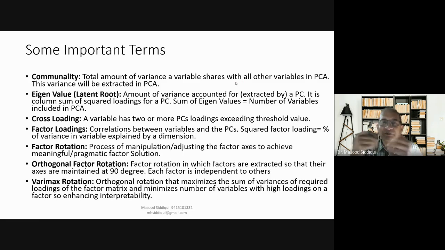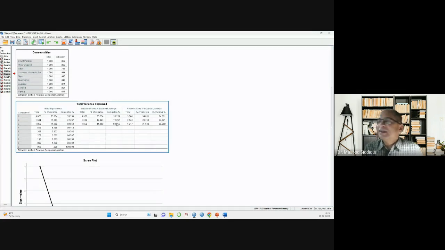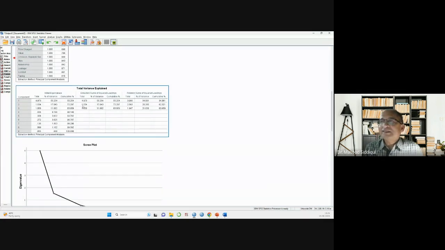Now in the second part, we will discuss how many principal components are extracted. So now I am discussing that part. For this discussion, I am taking up this table, the total variance explained. It has three parts: initial eigenvalues, next the extraction sum of square loading, and after that the rotation sum of square. Here we are discussing only the initial eigenvalue.